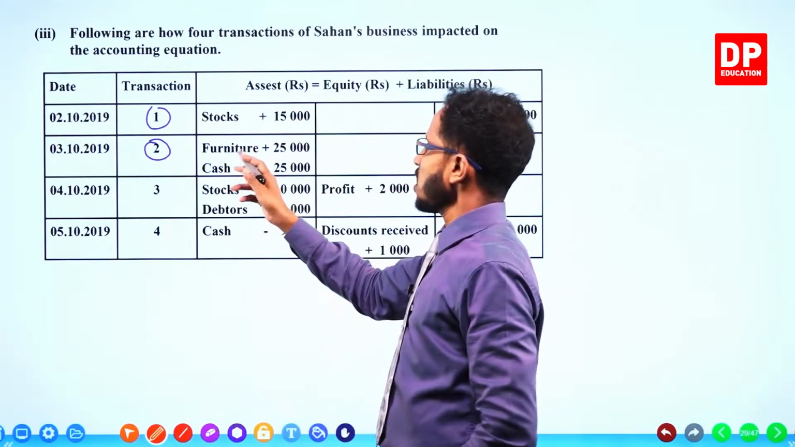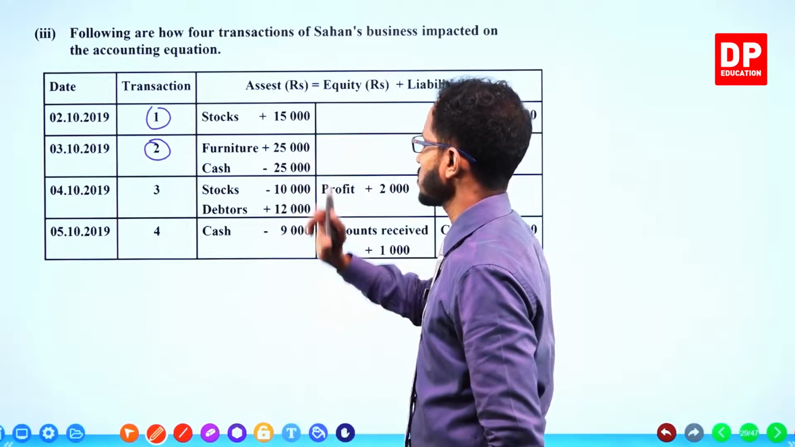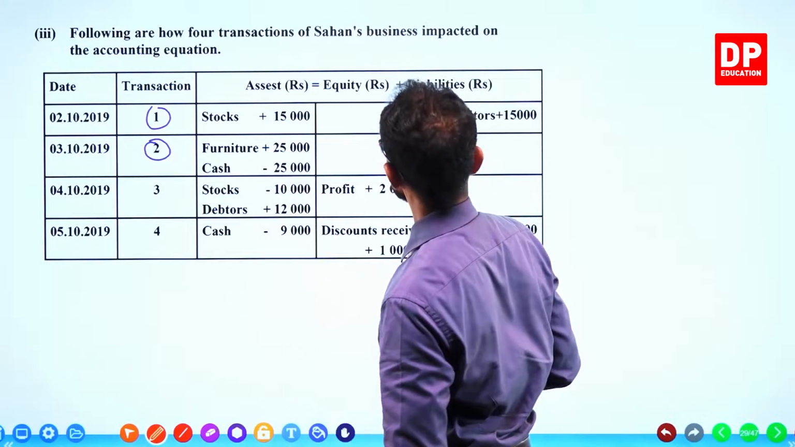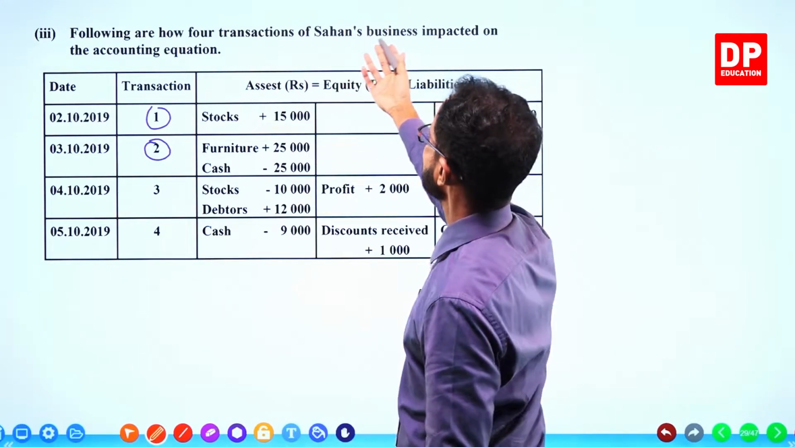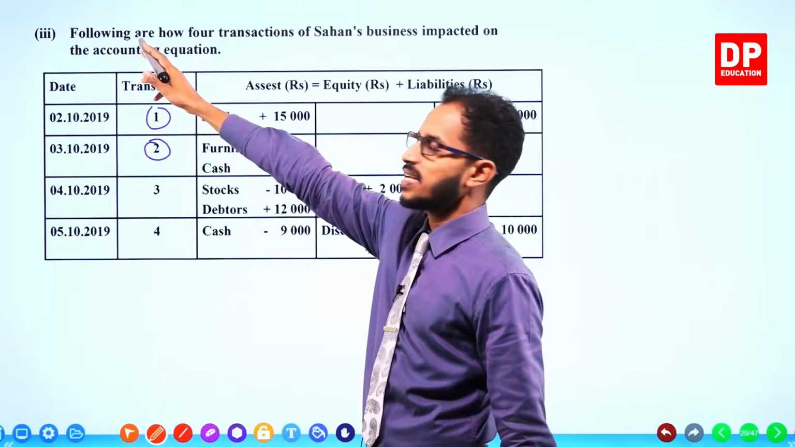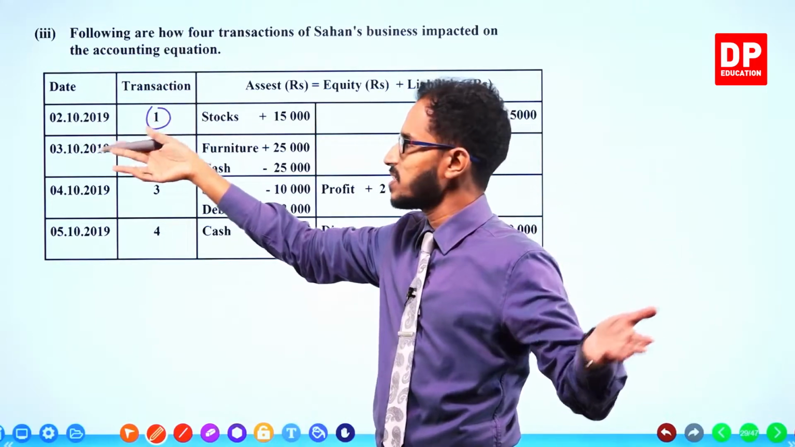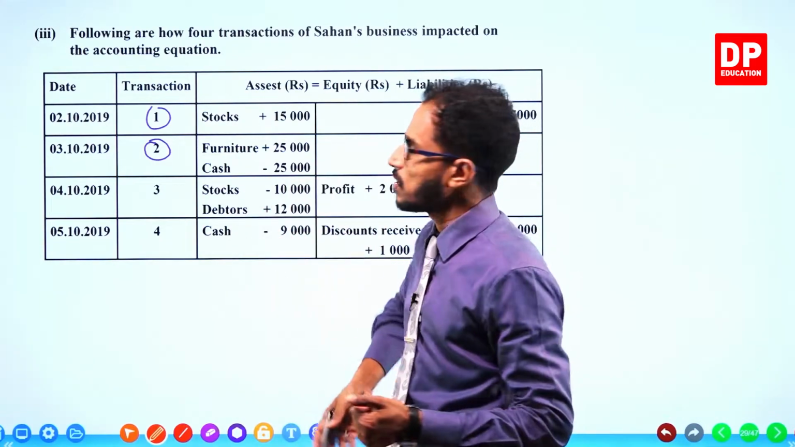Second, furniture 25,000 plus, cash 25,000 minus. Is this a furniture shop? How 4 transactions impacted on? They haven't said anything about the business. We don't know whether this is a bookshop or a furniture shop or whether it's a beauty salon.